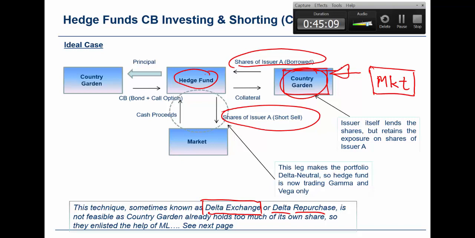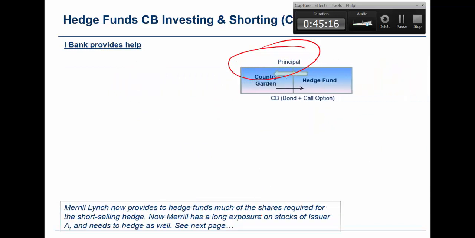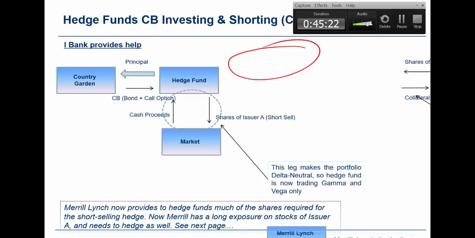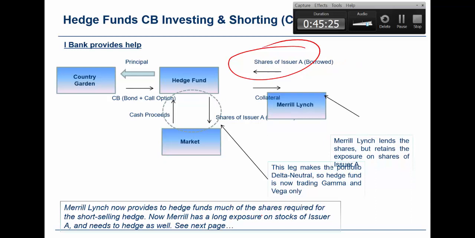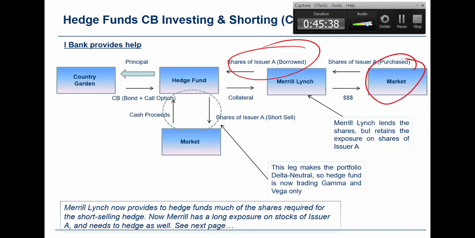This is not what happened, okay? And I already explained to you why it didn't happen. This is what happened. Country Garden couldn't provide the shares themselves, so they asked Merrill Lynch to help. Merrill Lynch could buy shares from the market, and then they lend them to the hedge funds.